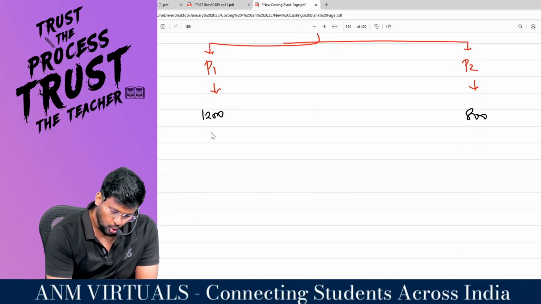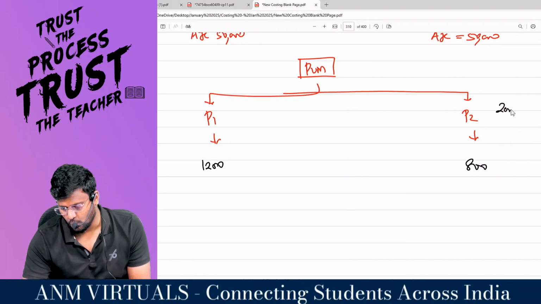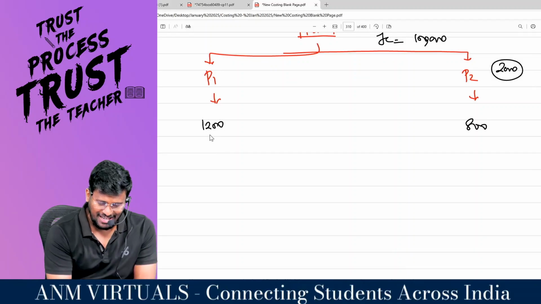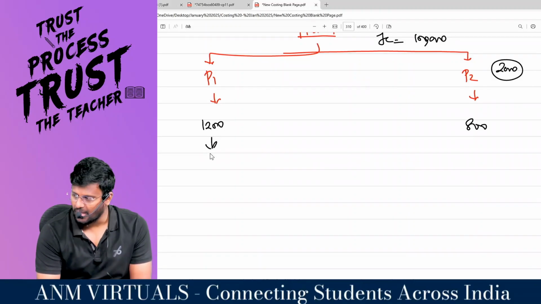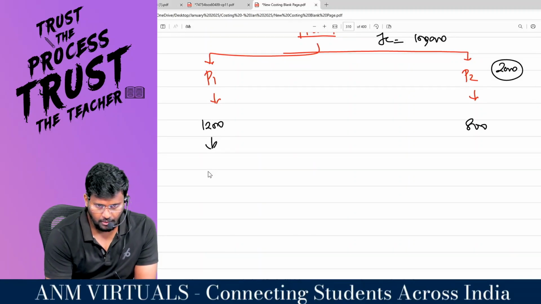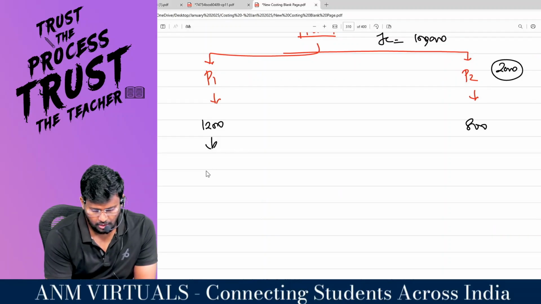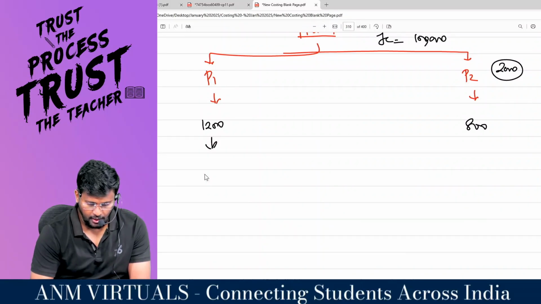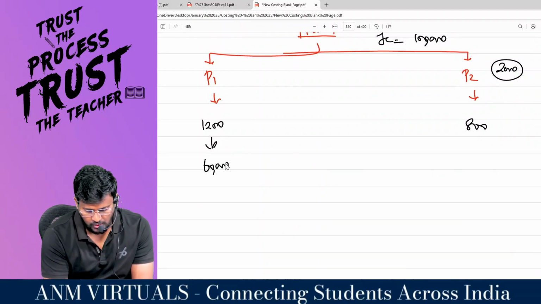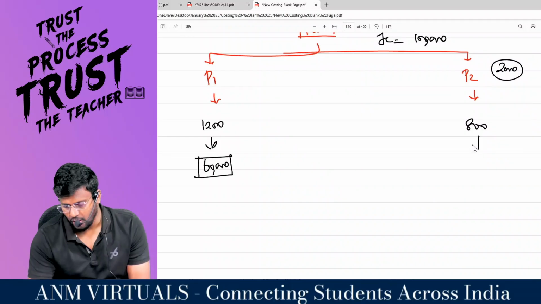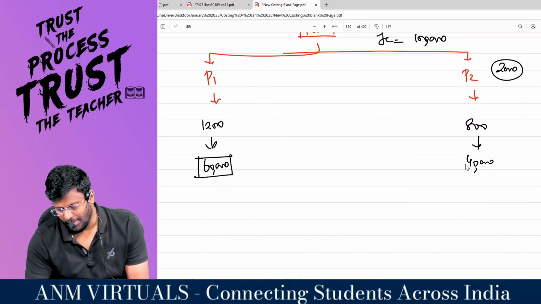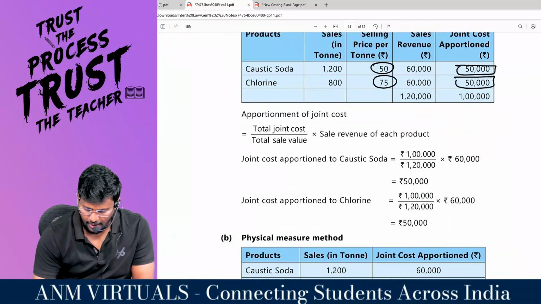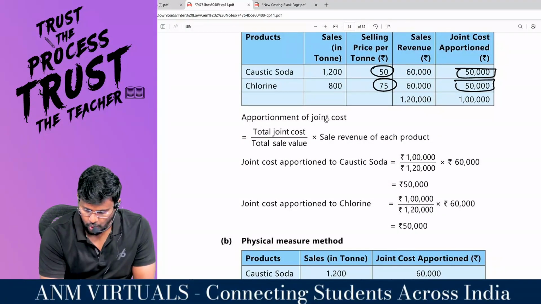Comfortable? So simple. 1200 plus 800 comes to 2000, and I know the joint cost is 1 lakh. So 1 lakh into 1200 divided by 2000 comes to 60,000, the apportioned joint cost for product number 1. So automatically 40,000 is the apportioned joint cost for product number 2. Look here, sir, here you got the apportionment of joint cost.